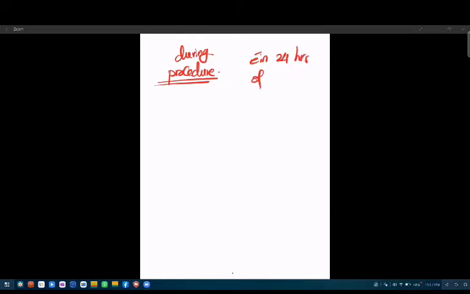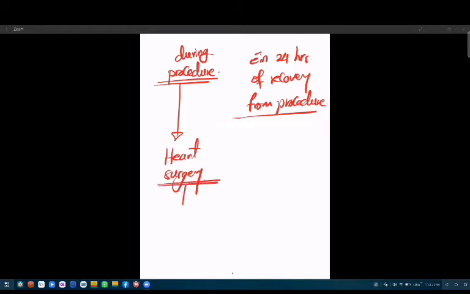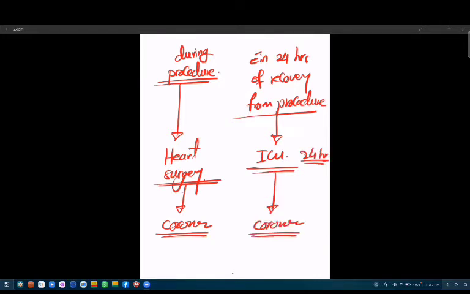Regarding that point, I think this is what you're referring to. If someone has passed away during a procedure, or within 24 hours of recovery from a procedure, not from admission, for example someone having heart surgery who passed away during the surgery, this is coroner. After the heart surgery, he went to the post-surgical ICU. Within 24 hours, he passed away in the ICU. This is also coroner. Following?